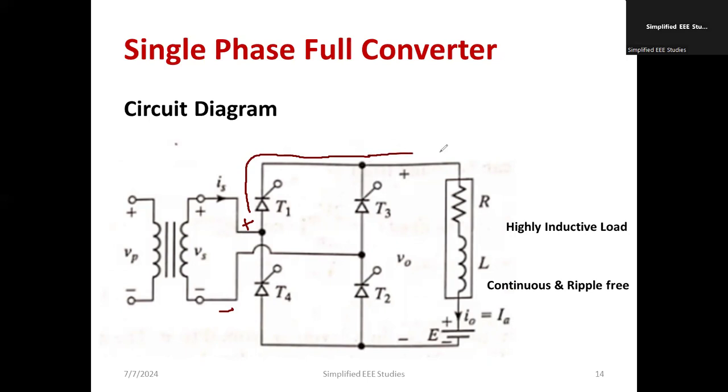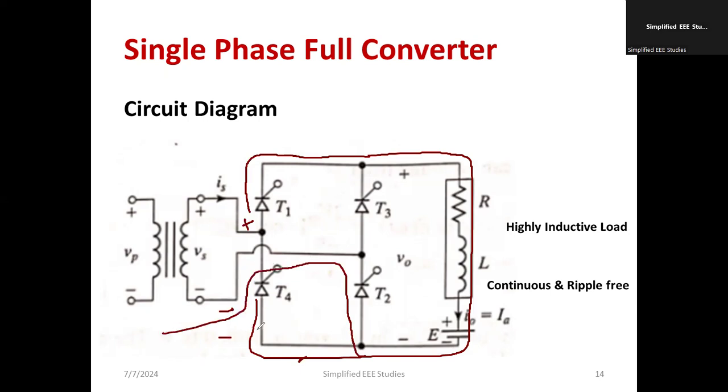Then current flows in this fashion and moves directly on to the load. Then it will come back in this fashion, to the negative end of the supply. Through T2, it will come back to the negative end of the supply.